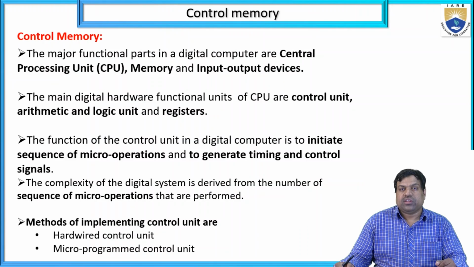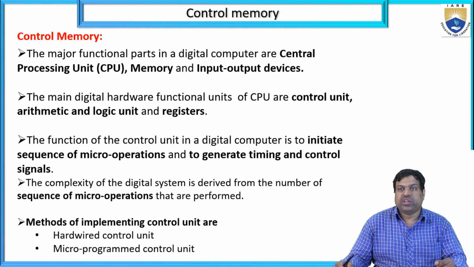In the control memory, the major functional parts in a digital computer are the central processing unit (CPU), memory, and input-output devices. The main digital hardware functional units of the CPU are the control unit, arithmetic and logic unit, and registers. The function of the control unit in a digital computer is to initiate the sequence of micro operations and to generate the timing and the control signals. The complexity of the digital system is derived from the number of sequences of micro operations that are performed. Methods of implementing the control unit are the hardwired control unit and the microprogrammed control unit.